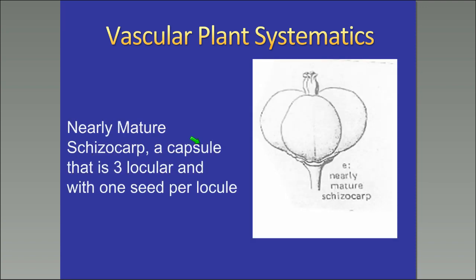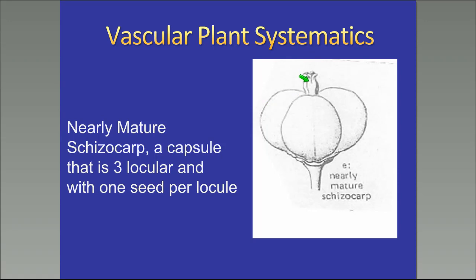So here, a nearly mature schizocarp, when I look at this, is the fruit of most of the family. And most of the family is going to have a female flower that is going to have 3 of these locules that produce 1 seed inside the locule. So the fruit in this group is called the schizocarp, but more commonly we'll call it a capsule. And within each locule there will be 1 seed. So this female flower is producing 3 seeds.